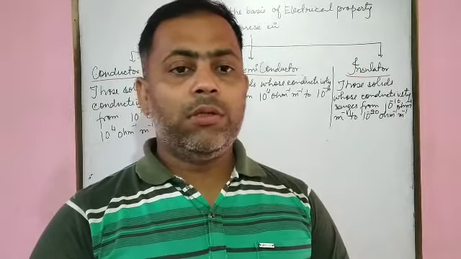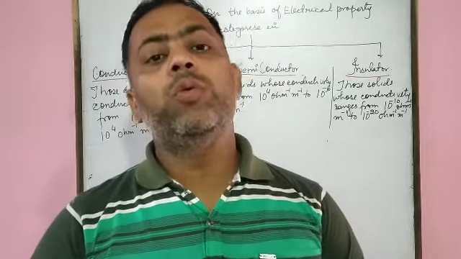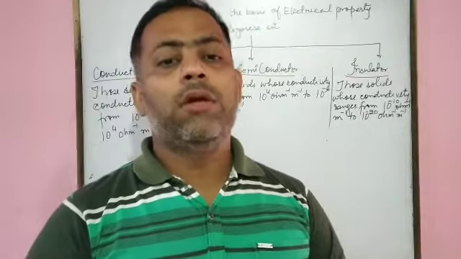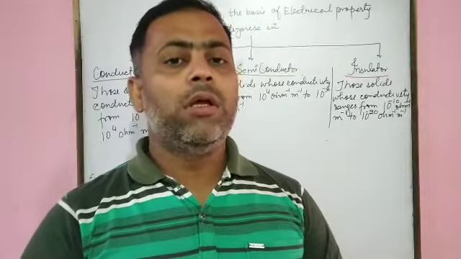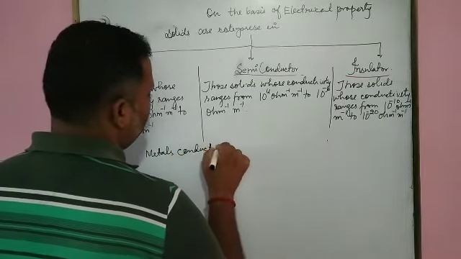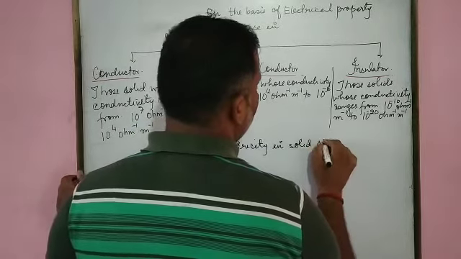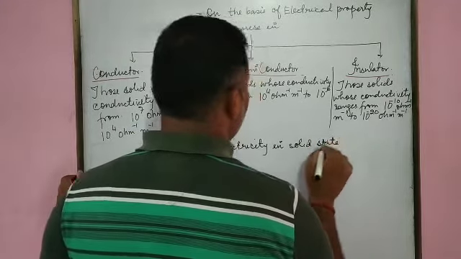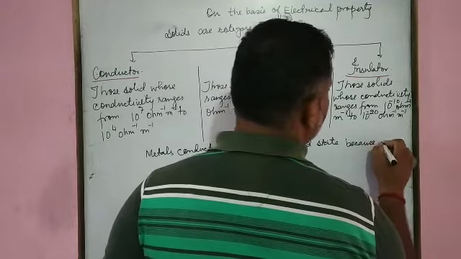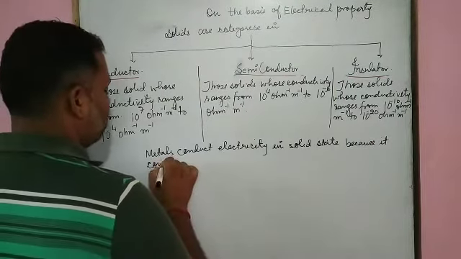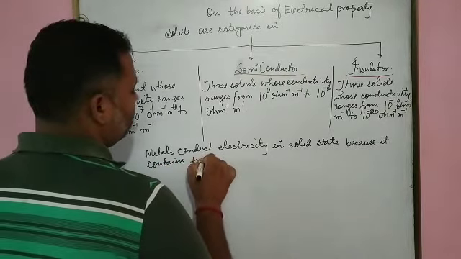It means based on the type of conductance, they can be categorized into two types: conductance in solid state and conductance in the form of electrolyte. What we know is, metals conduct electricity in solid state because they contain free electrons.